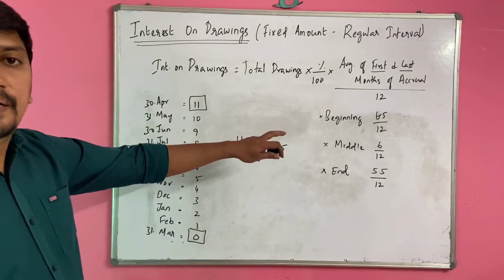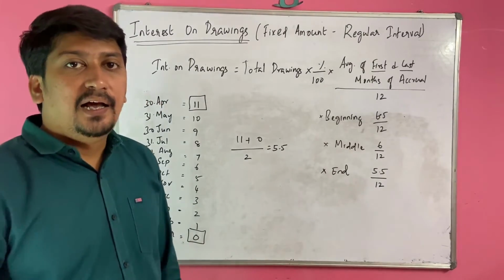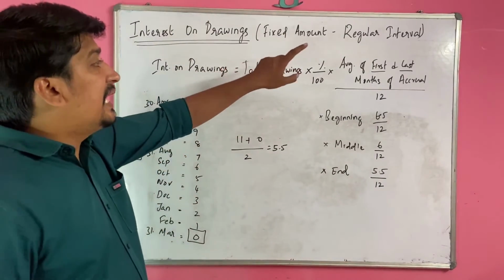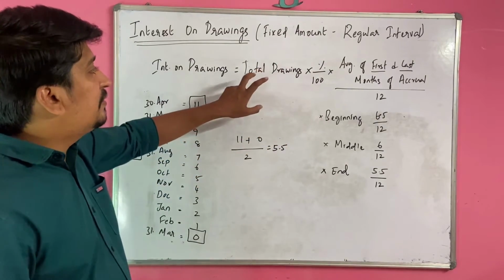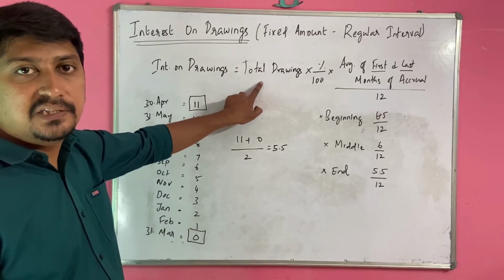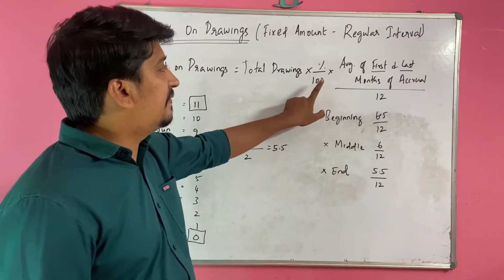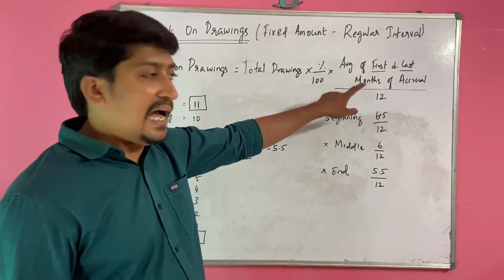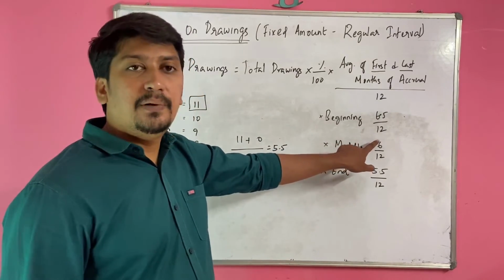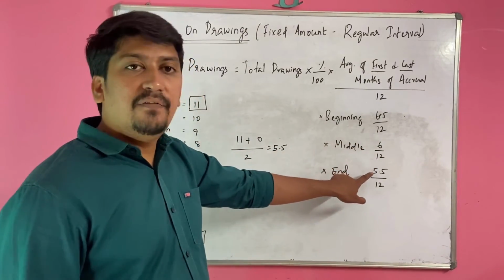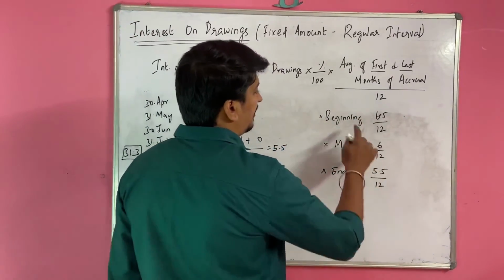So this is the derivation for this formula. Whenever a partner draws a fixed amount at the beginning, middle and end of every month, you have to apply: take the total drawings, that is drawings into 12, multiply by percentage by 100, that is the rate of interest on drawings. Then take the average. If it is beginning of every month, 6.5 by 12. If it is middle of every month, 6 by 12. If it is end of every month, 5.5 by 12. So this is what you have to take for each case.